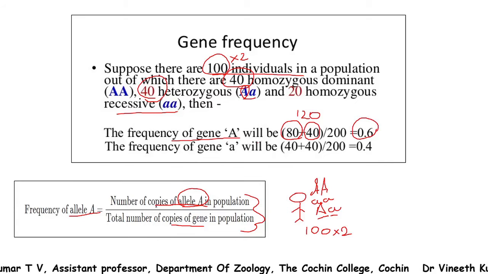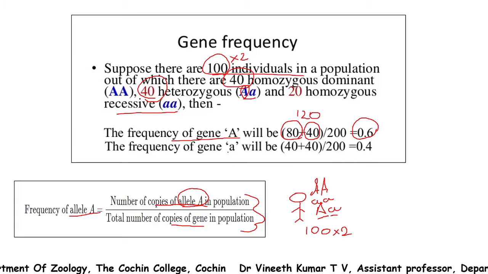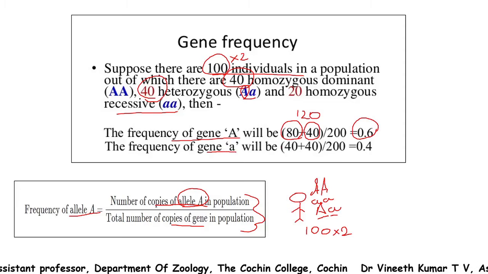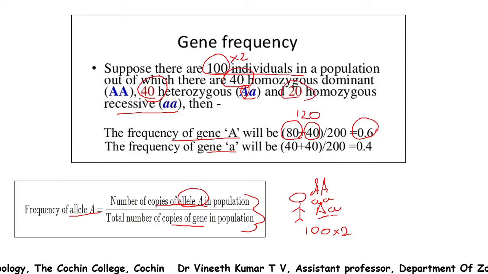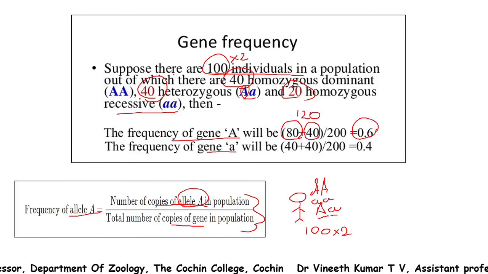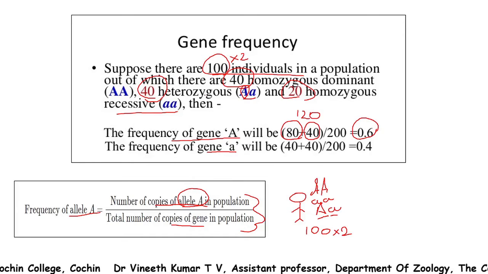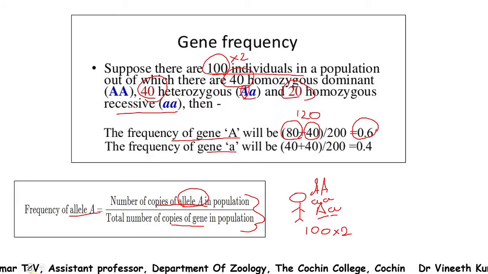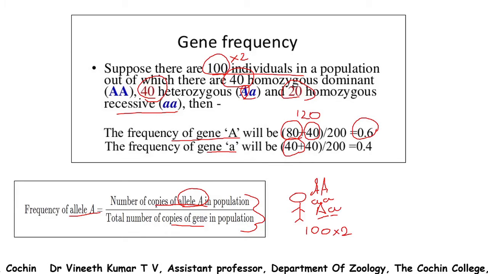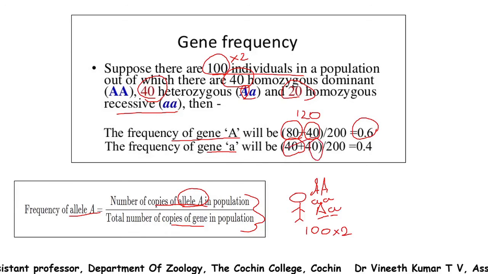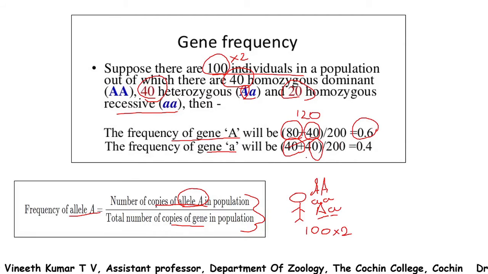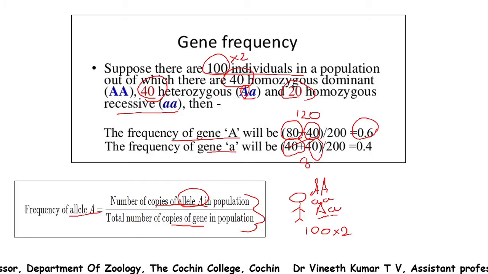The same is applied if you have to find out the frequency of the gene which is called small a. We have 20 individuals which are homozygous recessive. So 20 into 2, as we did for homozygous dominant, because each individual will have two copies. So that is how you got 40 here, 20 into 2. And the other, it is the same, because each heterozygous individual will have one copy of small a, so that is 40. And here you have 80 by 200, which is 0.4.